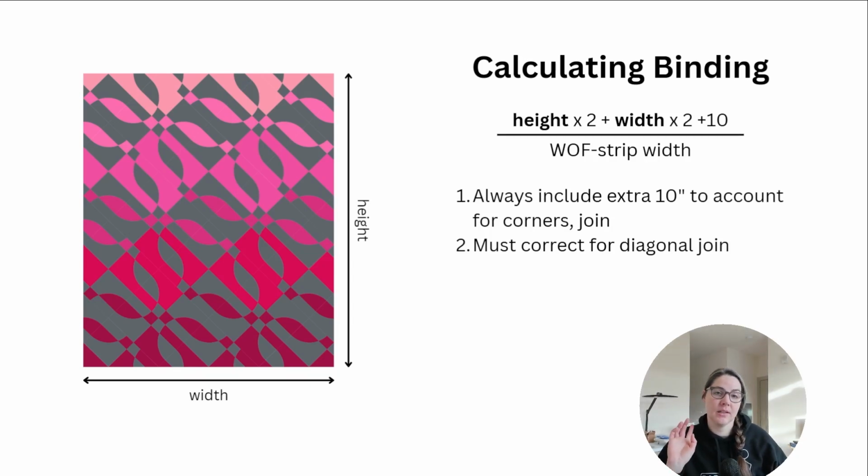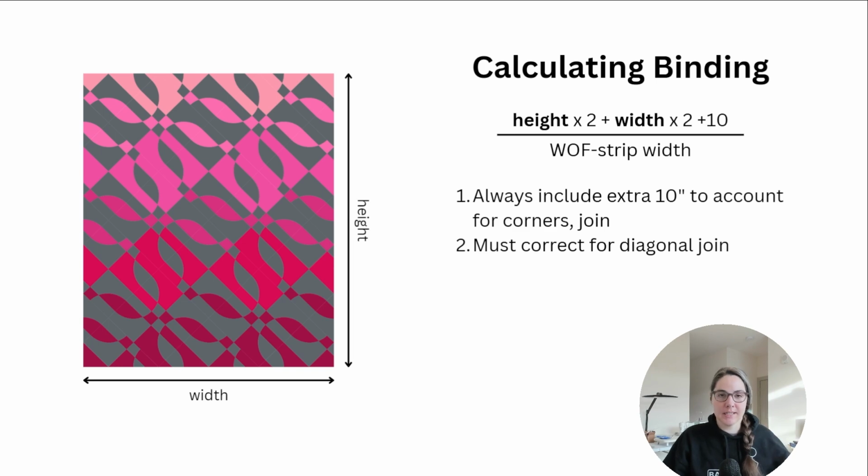We are going to be talking about binding and backing calculations and some of the basic assumptions that you need to work with in order to arrive at the correct calculation. So let's talk binding first. Binding, you need to know two things. You need to know basically the perimeter of your quilt and then also the available width of fabric that you have in the strips that you're cutting. And then using those numbers, we're going to arrive at the number of strips that you need to cut, which is what you need to tell your reader.